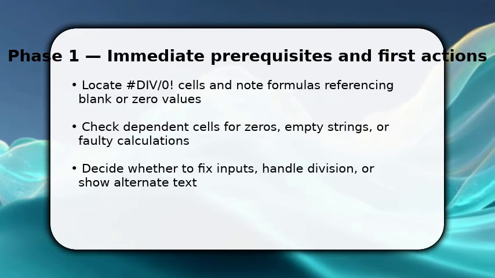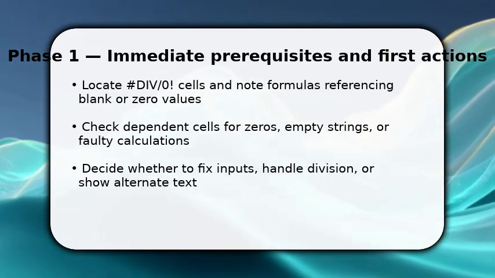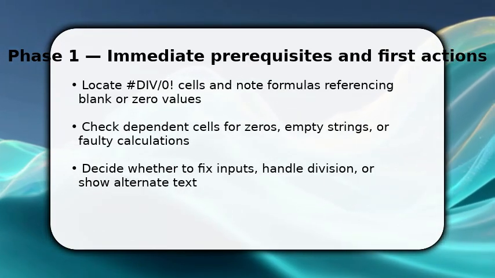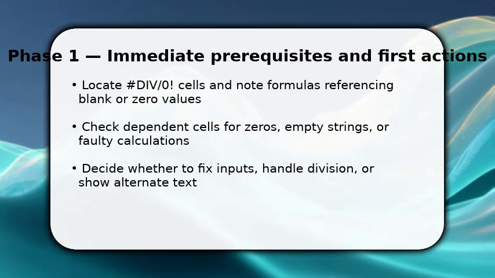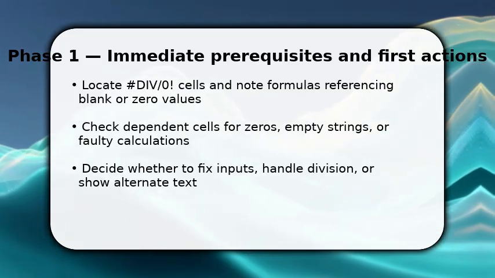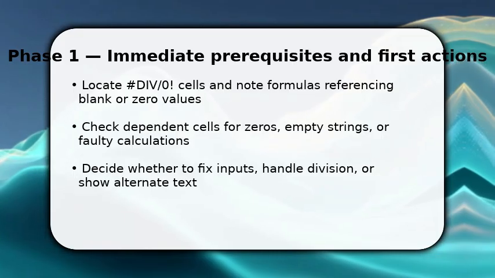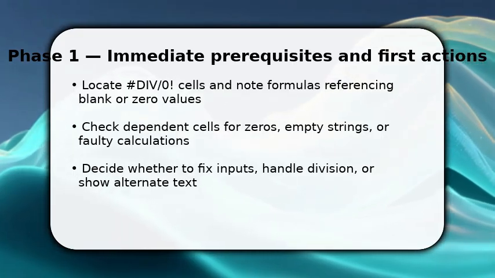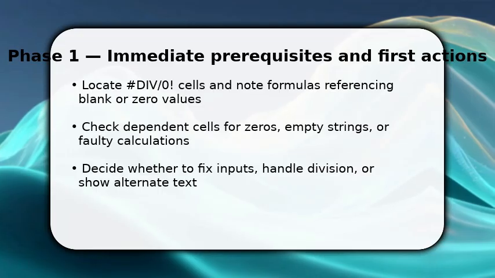Enjoy the video. You begin by finding where #DIV/0! appears and why. Look at the formula bar. Note which cell is the divisor. Once done, inspect upstream cells for zeros, blanks, or formulas returning empty strings. These are the usual culprits.